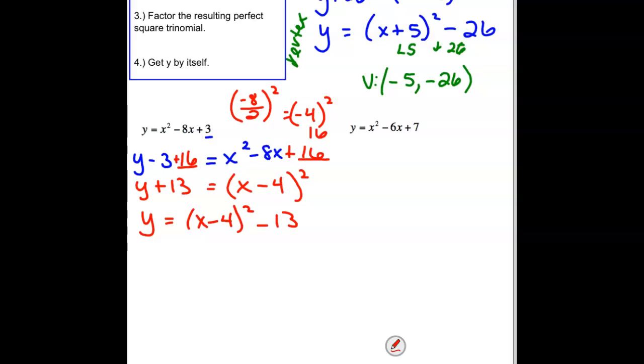So we can now locate our vertex. Our vertex would be at 4, -13. All right, go ahead and pause the video and try the next one.